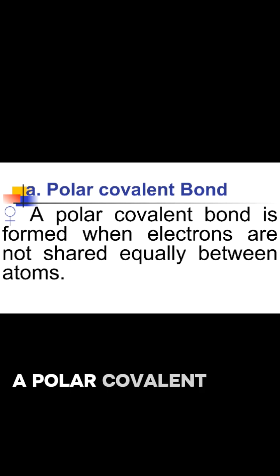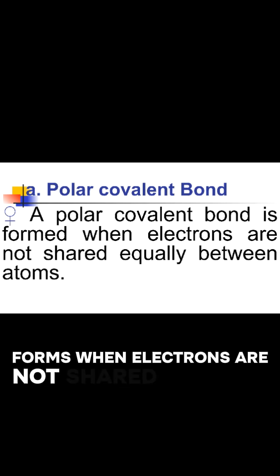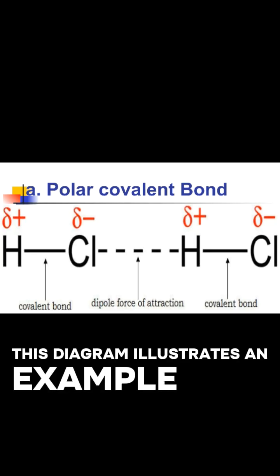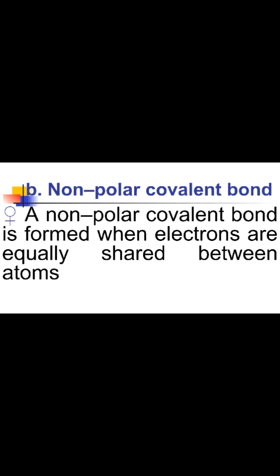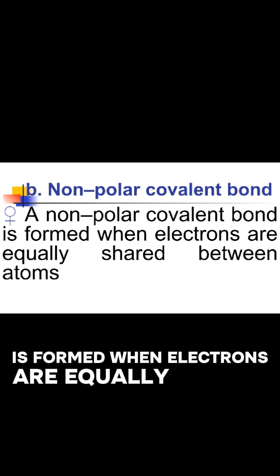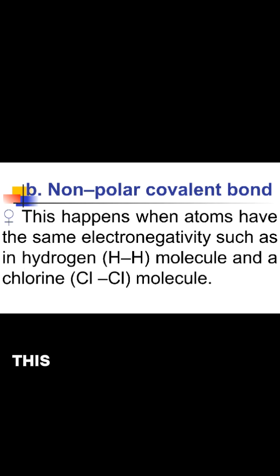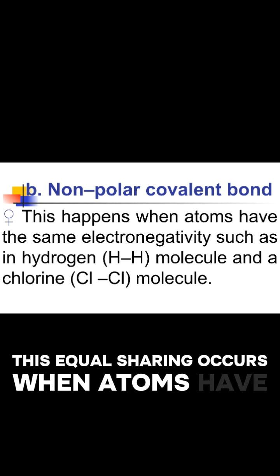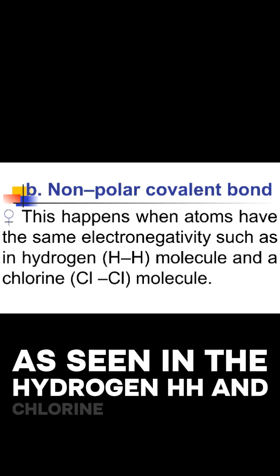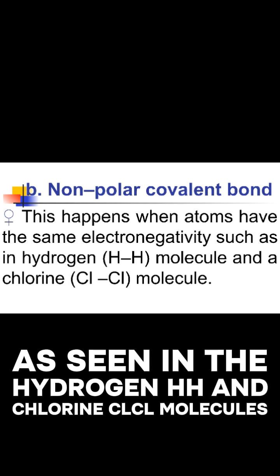A polar covalent bond forms when electrons are not shared equally between the atoms. This diagram illustrates an example of a polar covalent bond. A non-polar covalent bond is formed when electrons are equally shared between the atoms. This equal sharing occurs when atoms have the same electronegativity, as seen in the hydrogen H-H and chlorine Cl-Cl molecules.